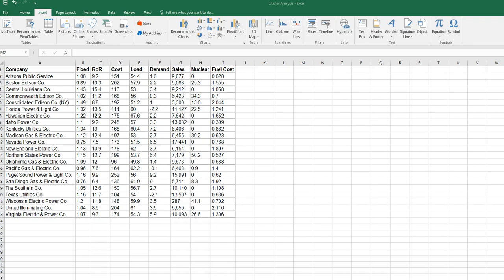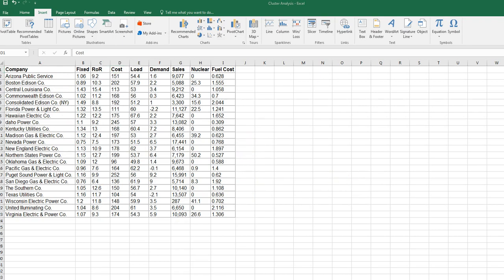Typically the basic data used to form clusters are in the form of a table of measurements on several variables, where each column represents a variable and each row represents an observation, which is what you see in front of you right now. Each row is for one utility company and each column represents a variable that has been measured for each of these utilities.